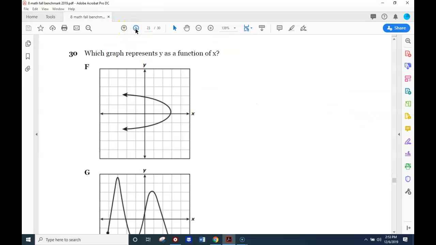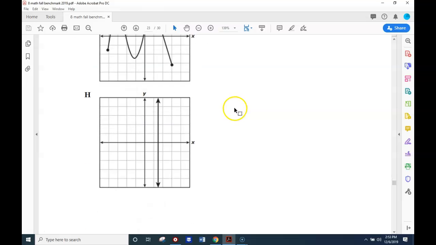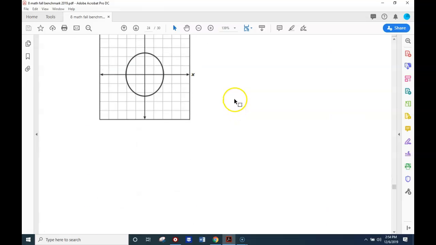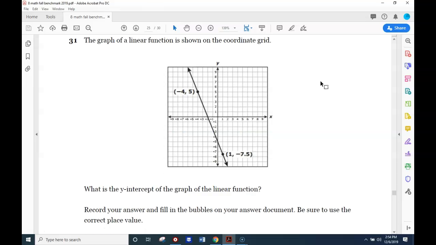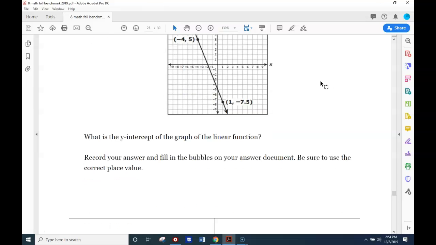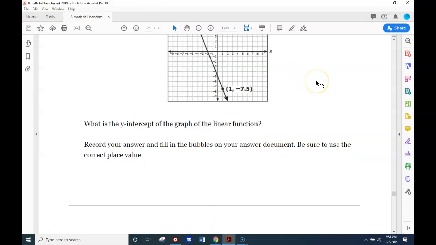Number 30. Which graph represents y as a function of x? Number 31. The graph of a linear function is shown on the coordinate grid. What is the y-intercept of the graph of the linear function? Record your answer and fill in the bubbles on your answer document. Be sure to use the correct place value.